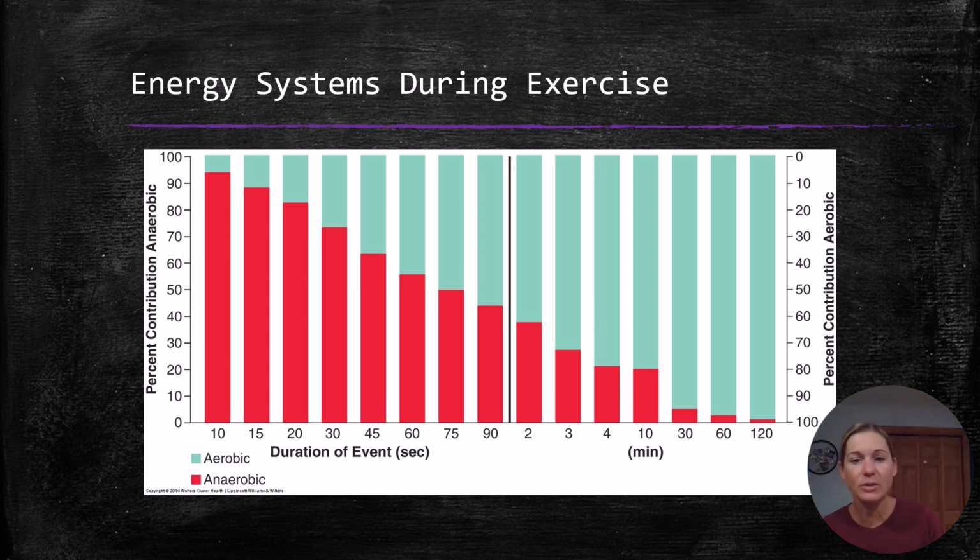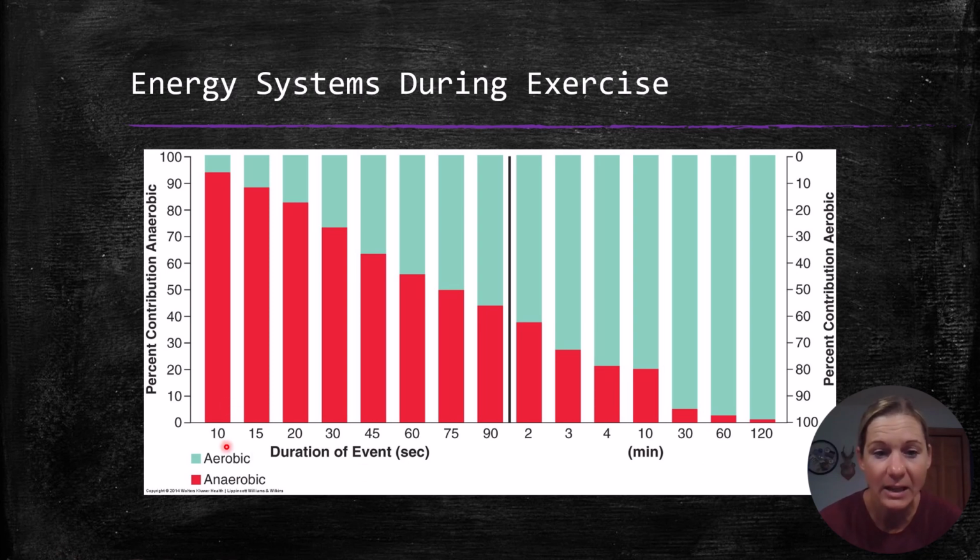This kind of shows you the energy systems needed during exercise, separating out anaerobic versus aerobic. Okay, so our anaerobic systems are the ATP-PCr system and the lactic acid system, and the aerobic system is that oxidative pathway. So here you can see the total amount of time. Here I have duration in seconds versus minutes.